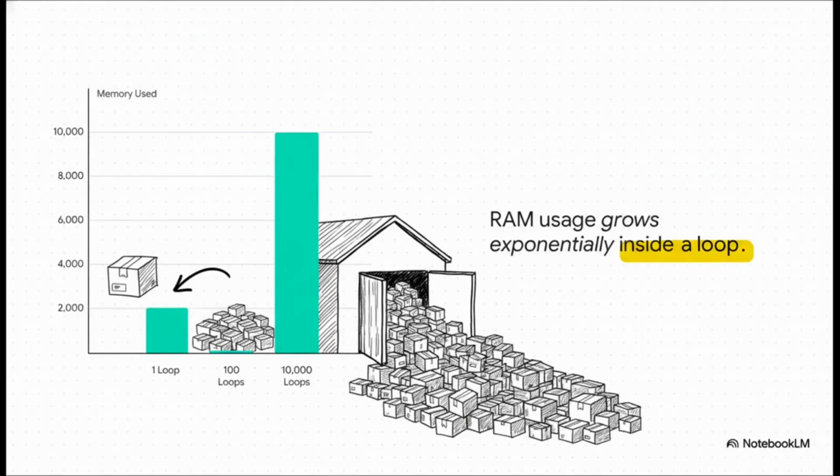And this chart really shows you the danger. I mean, look at it. After one loop, whatever, it's one tiny box. You won't even notice. But after 100 loops, now you've got 100 boxes. And 10,000? Forget about it. You can literally watch your memory usage just explode. Suddenly, your warehouse is completely overflowing, and you don't even know why.